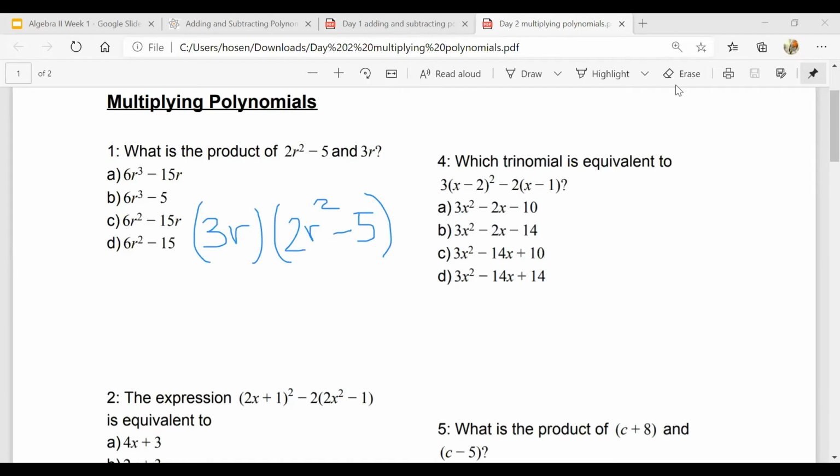So what I have to do is distribute, okay? So I'm going to distribute this. I'm going to distribute this again. So I'm going to multiply this term that I have in here with 3r. And I'm going to multiply.